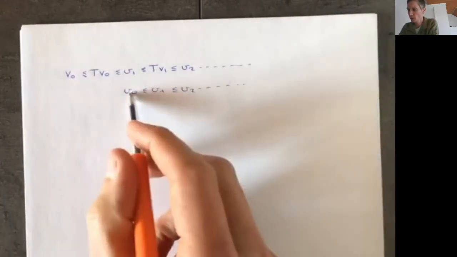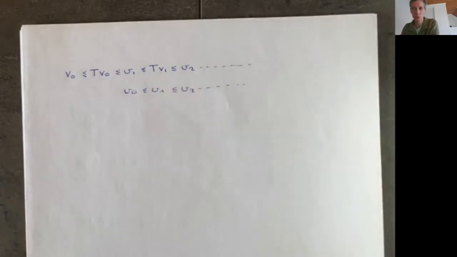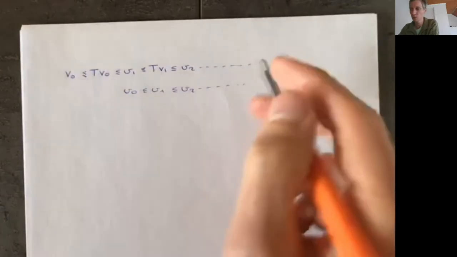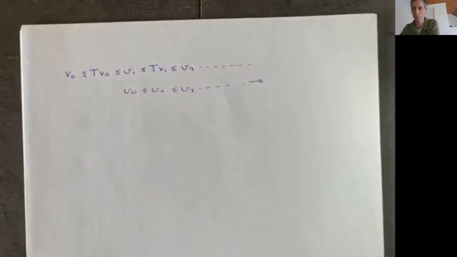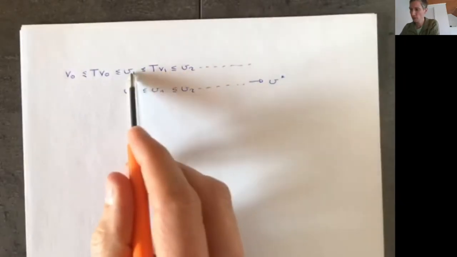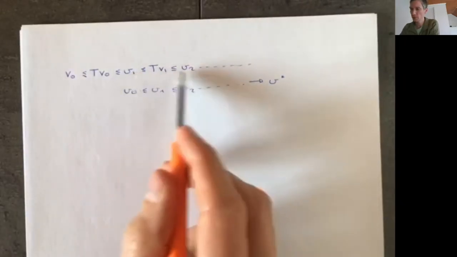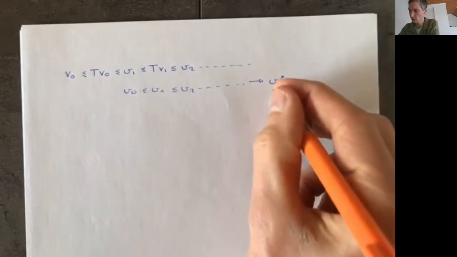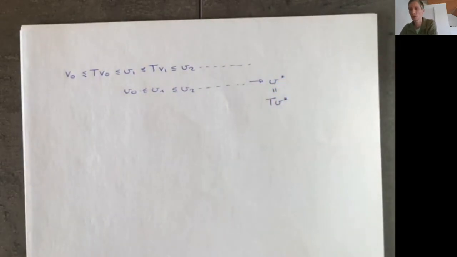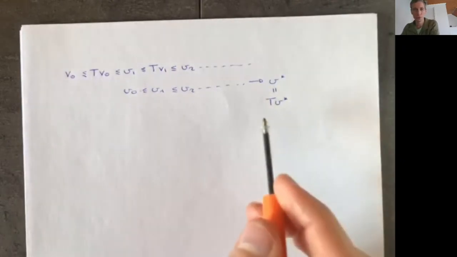And this is pointwise: for every x, you get an increasing sequence. Normally, this could go to infinity. But because we're working on a finite grid, any increasing sequence of functions that is bounded has to converge to something. So this will converge to v star. And because we know that between every pair of v's, the Tv is sandwiched, this is going to be equal to T v star. Basically, this is the argument for why this converges.